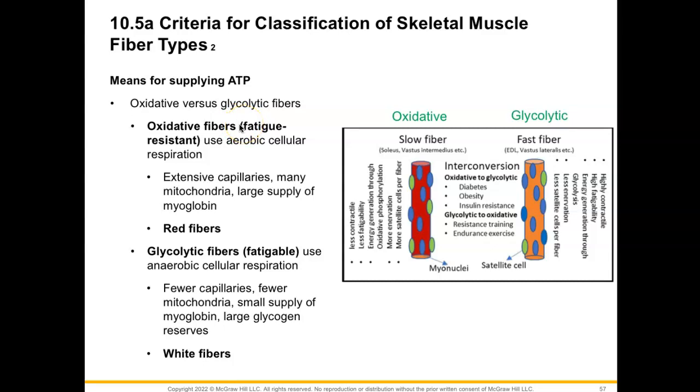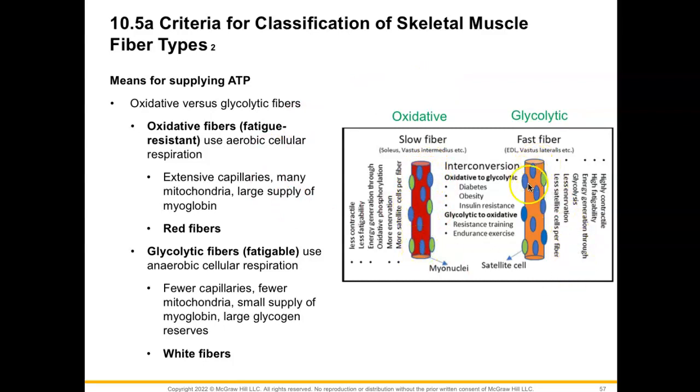And so in order to have this fatigue resistance take place, we need to have an aerobic cellular respiration, just like we talked about at the end of the previous section. So to supply this type of respiration, we need extensive capillaries around our muscle fiber, a lot of mitochondria, and a large amount of myoglobins that are going to provide oxygen. And we'll see that these slow twitch fibers or oxidative fibers will have a red appearance.